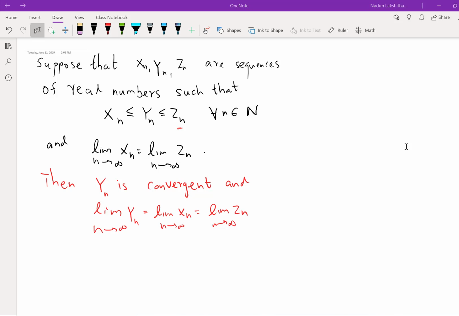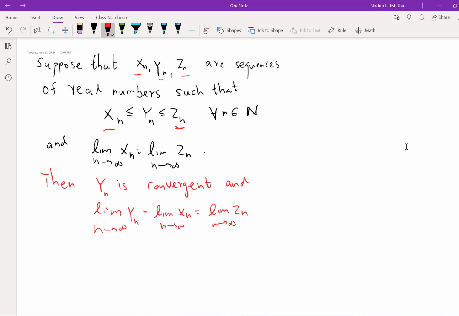So the theorem is: suppose that xn, yn and zn are three given sequences. We work with three sequences, and they have an interesting relationship. Every term of the sequence zn is larger than or equal to the sequence yn, and every term in sequence xn is smaller than or equal to the sequence yn. So xn is the smaller sequence, zn is the larger sequence, and yn is in between xn and zn.